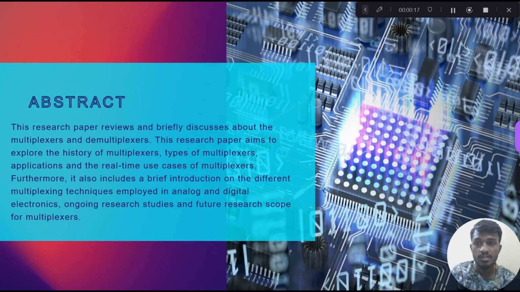Firstly, the abstract of the research paper we are using. In this research paper, they review and briefly discuss multiplexers and demultiplexers. This research paper aims to explore the history of multiplexers, types of multiplexers, applications, and real-time use cases of multiplexers. Furthermore, it also includes a brief introduction to the different multiplexing techniques employed in digital electronics, ongoing research studies, and future research scope for multiplexers. So these are the topics you are going to learn in this section.